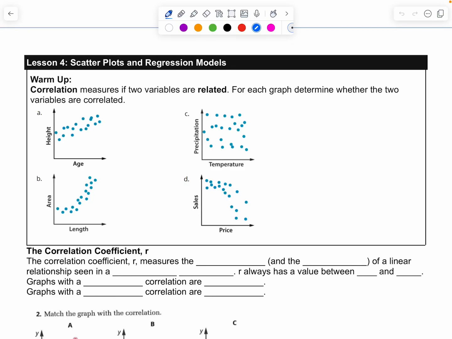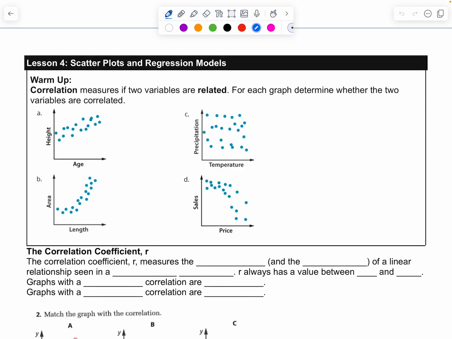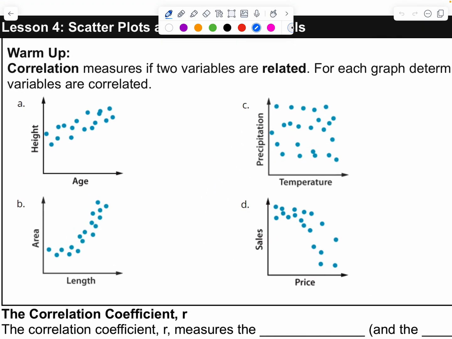Okay guys, this video is going to talk about two things, scatter plots and regression models. A scatter plot is kind of these four things that you see here, right? You've got a graph that measures two variables. In this first example, it compares height of somebody versus age, so how tall is somebody versus how old they are. And then you have a bunch of points.